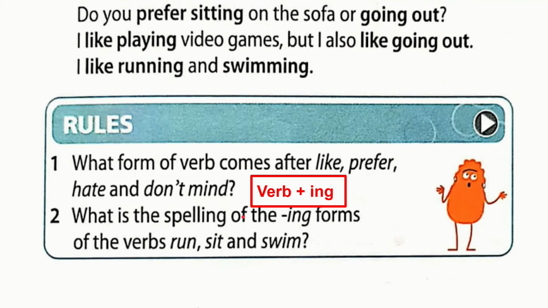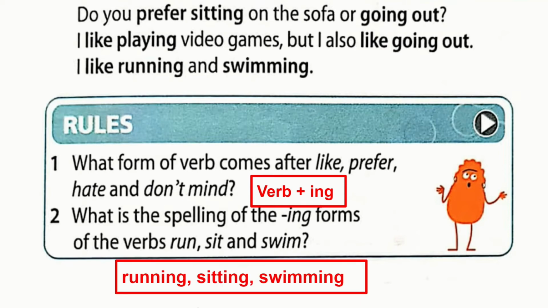Okay, number 2. What is the spelling of the ing forms of the verbs run, sit, and swim? Okay, run is running, sitting, and swimming. Do you notice the pattern of these verbs? After you add ing, what else do you add to the spelling? It is a double of the last letter. For example, run, the last letter is n. You add another n to it. Sitting, you add another t to it. And swimming, you add another m to it.